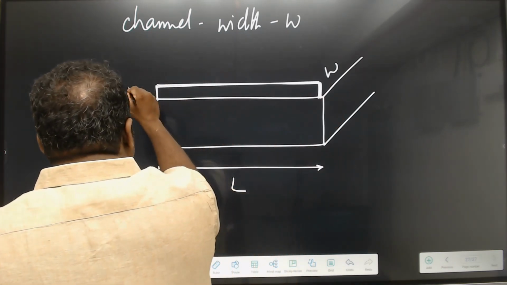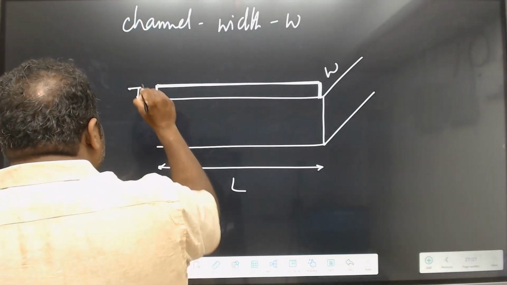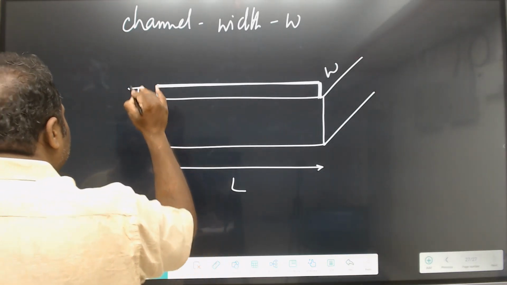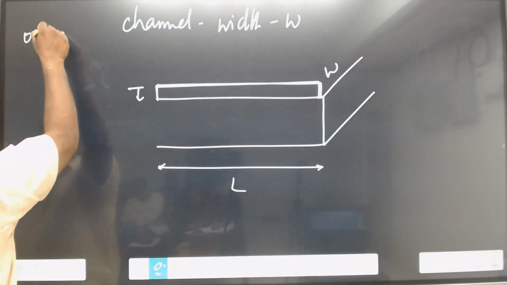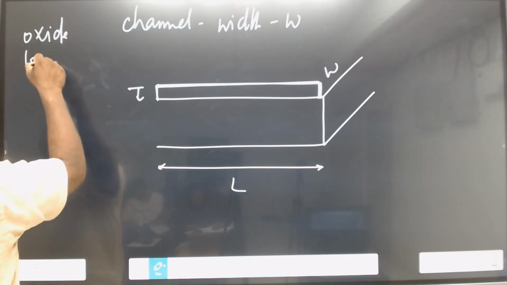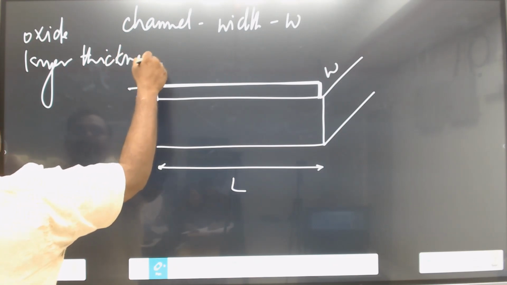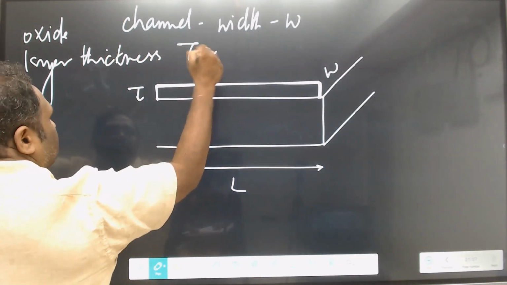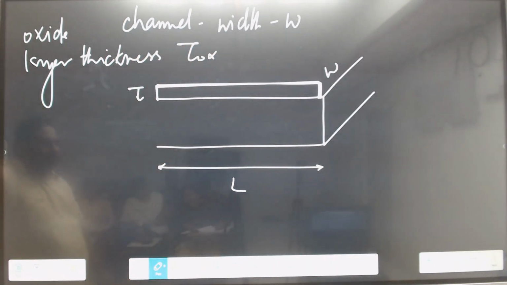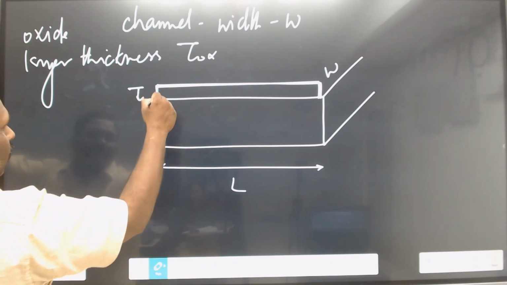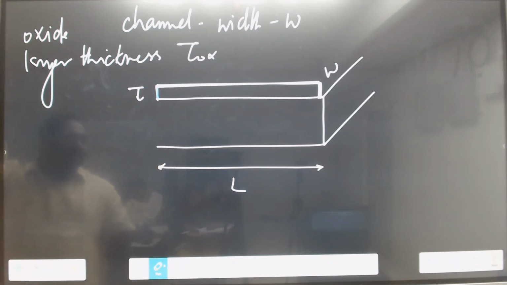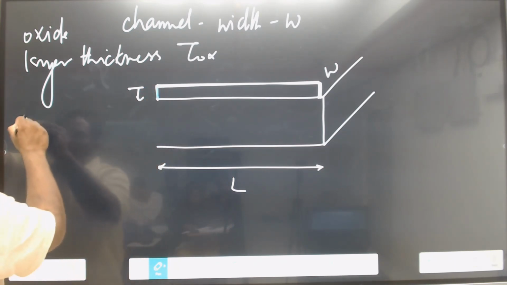Let this have a thickness of tau. What is tau? Oxide layer thickness, tau ox. You getting it? So what is your tau ox? The thickness of the oxide layer.